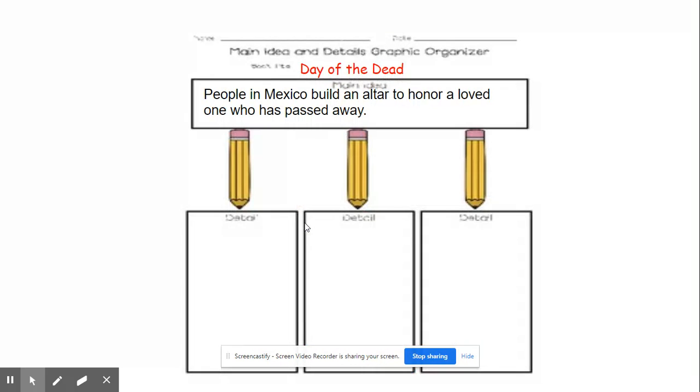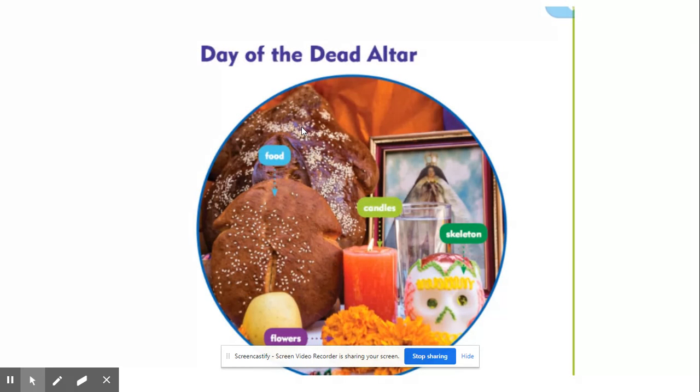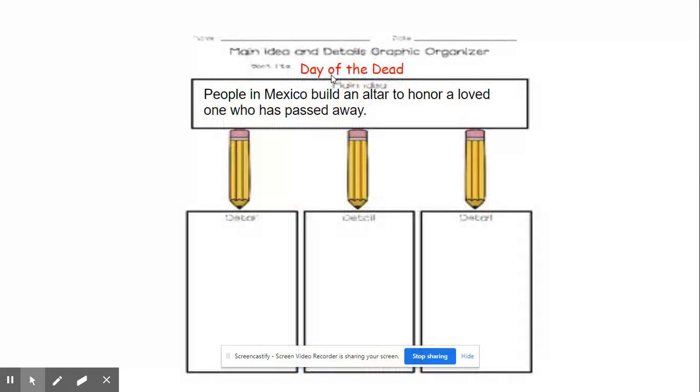So when we go ahead and look at our chart, at our graphic organizer, for our main idea in detail, we can see that up at the top we have a title called The Day of the Dead. That is the title of our book. We know that people in Mexico build an altar to honor a loved one who has passed away. So we're focusing on the altar that they build, not on the costumes, the dancing, the masks, and other things. So from this picture that we saw, we now know that the main idea of this part of the book is the altar that they built. So let's see if we can look at some of the details that support that main idea.